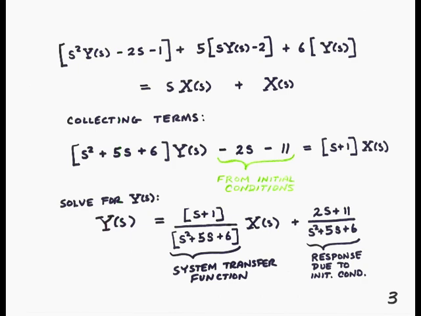That is, the first term is due to the input and how it affects the output, and the second term is due to the initial conditions and how they affect the output. The term s plus 1 over s squared plus 5s plus 6 is the system transfer function. So you see the output is the linear combination of two terms, one due to the input and the other due to the initial conditions.